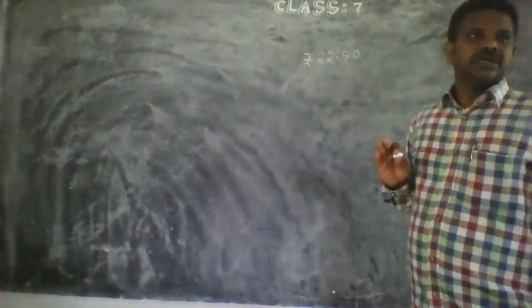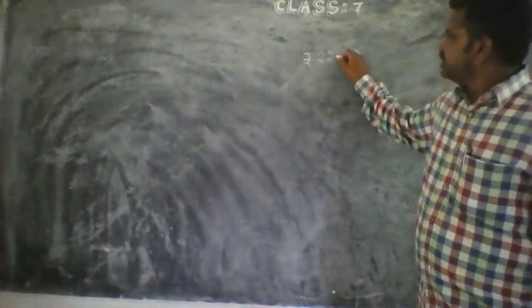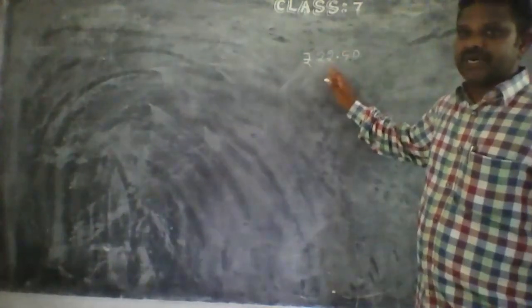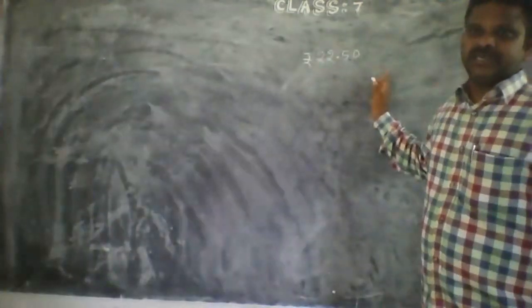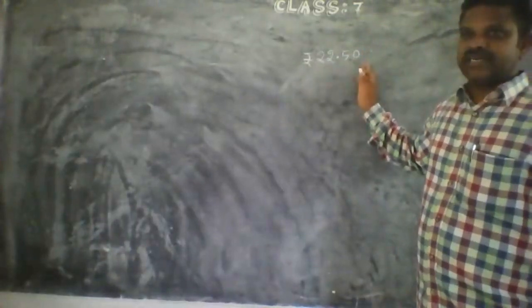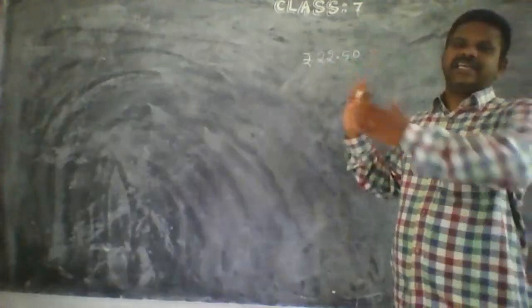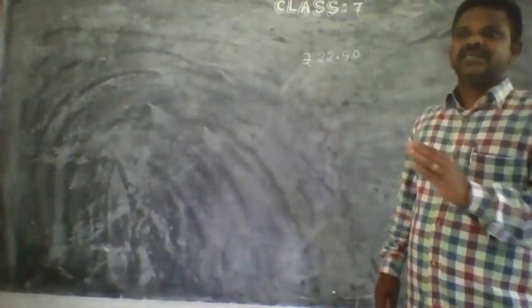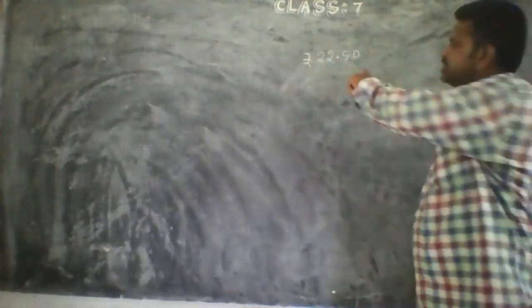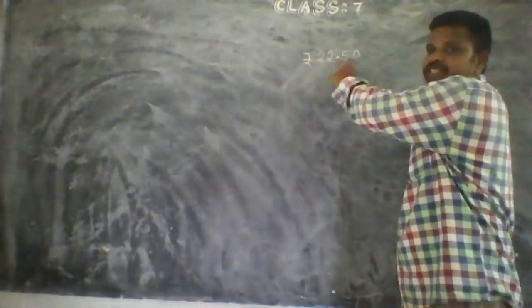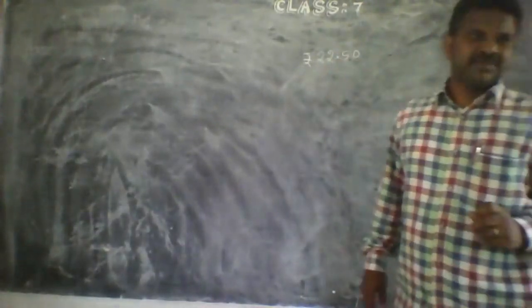22.50. That means this point divides the number into rupees and paise. This is separate rupees and paise. Here, the value of the point, okay, let us discuss about the point later. But the point is called the decimal point.